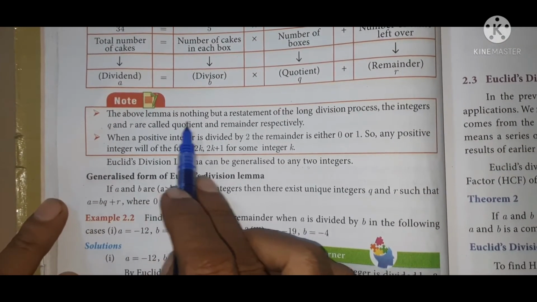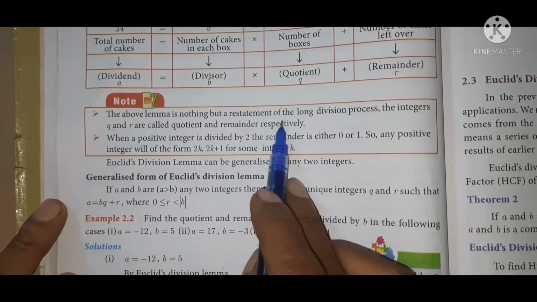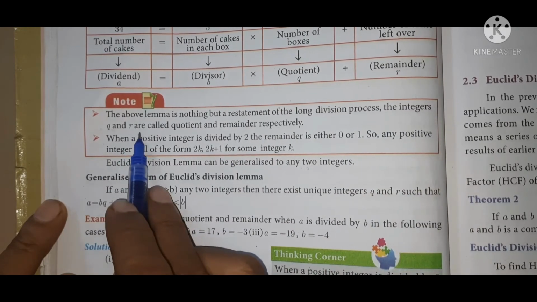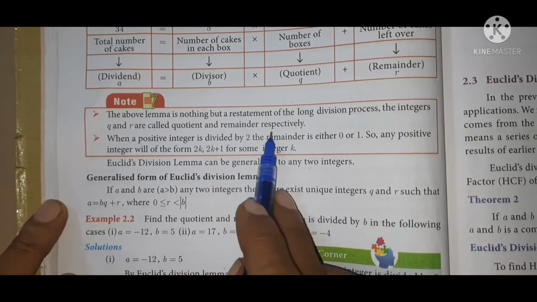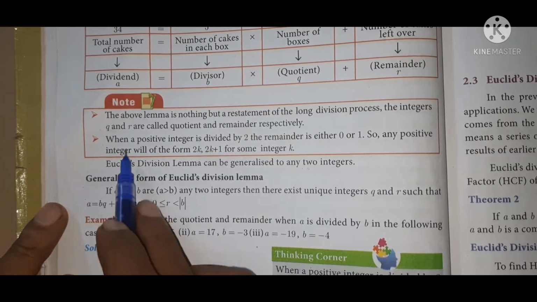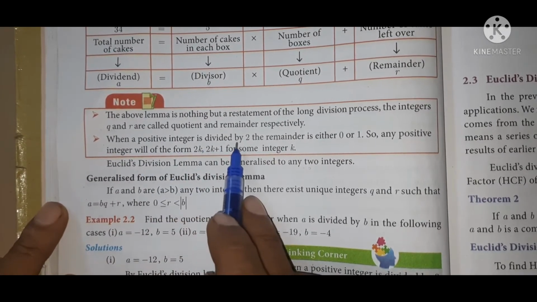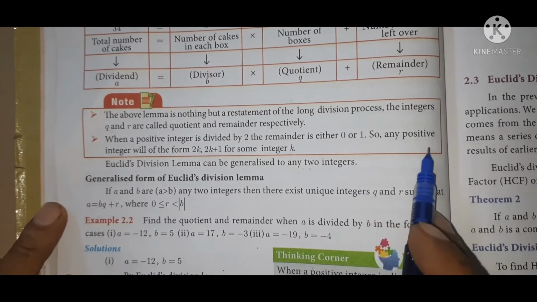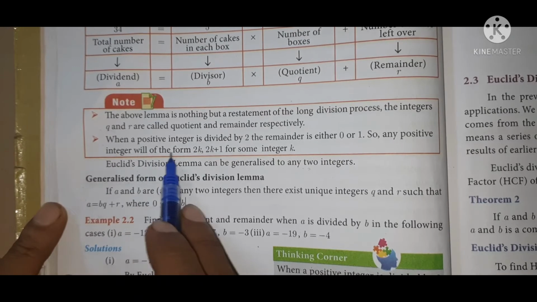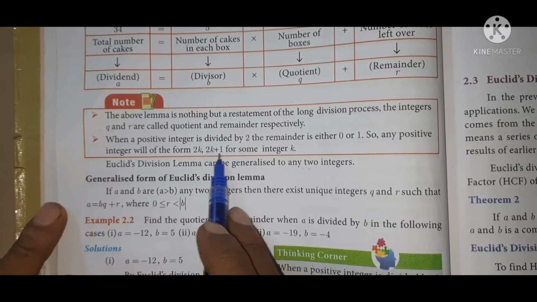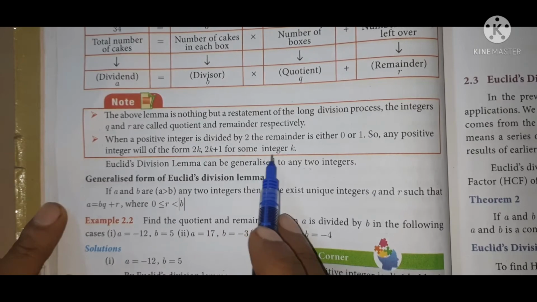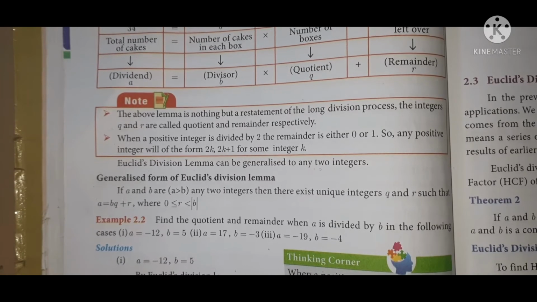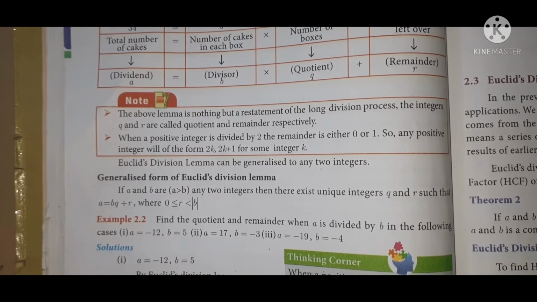The above lemma is nothing but a restatement of the long division process. The integers q and r are called quotient and remainder respectively. When a positive integer is divided by 2, the remainder is either 0 or 1. So, any positive integer will be of the form 2k or 2k plus 1 for some integer k.